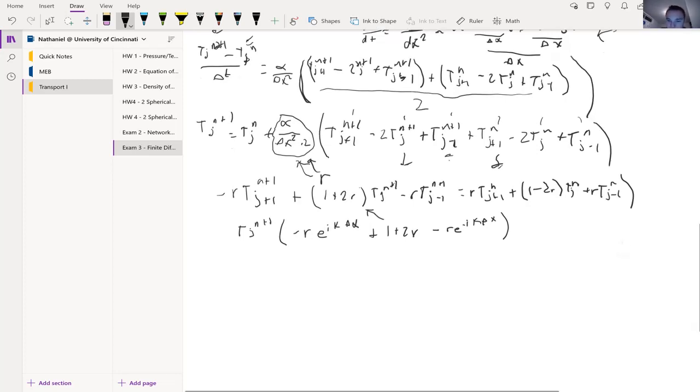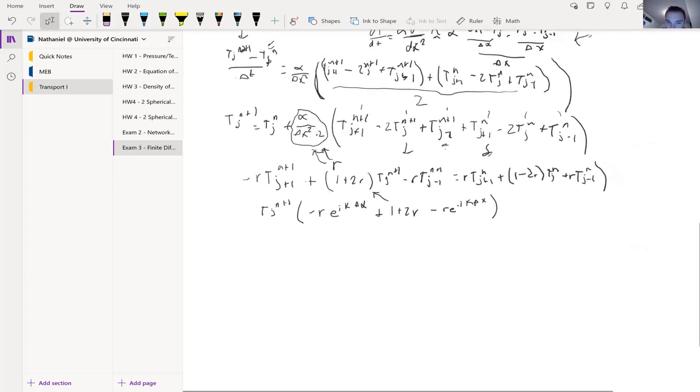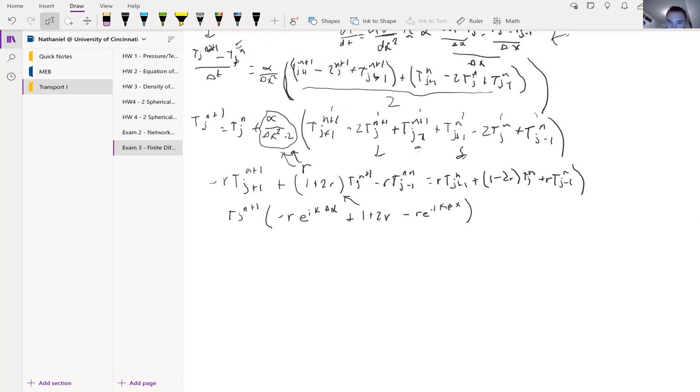And then for our right side of the equation, I'm going to zoom this out a little bit to give us a little more room. For the right side, we're going to do the same thing. We just substitute in that e to the ikx. So then we're going to have a T_j, and then r e to the ik delta x, and then plus 1 minus 2r. And then plus r e to the negative ik delta x, just like we did on the left-hand side of the equation.